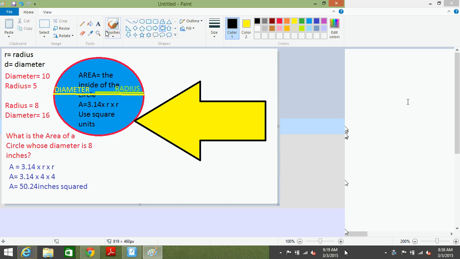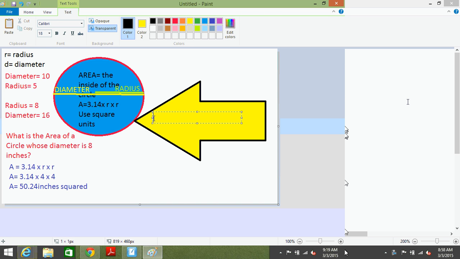On the inside of this, we're going to do some text. The word we're going to type in black: circumference. It is the distance around the outside of the circle. I want to make my font a little smaller here. Circumference, the distance around the outside of the circle.